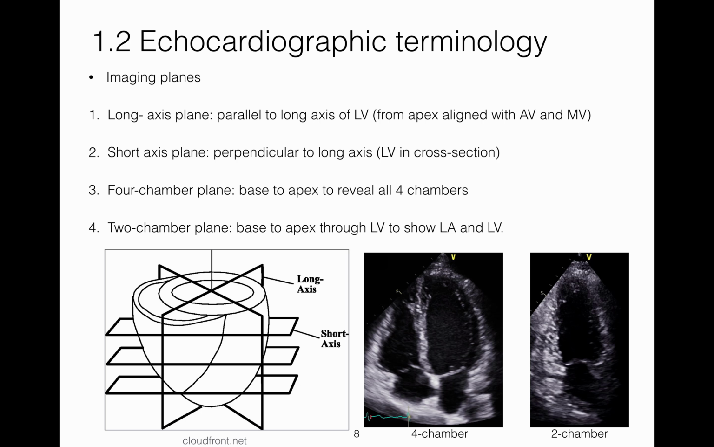The four-chamber plane is similar to a coronal plane. It divides the entire heart from base to apex to reveal all four chambers and is aligned with the mediolateral diameter of the mitral and tricuspid valves. And the two-chamber plane, which is similar to a sagittal plane through the left ventricle, and unlike the four-chamber view, it includes the left ventricle, left atrium and mitral valves only.